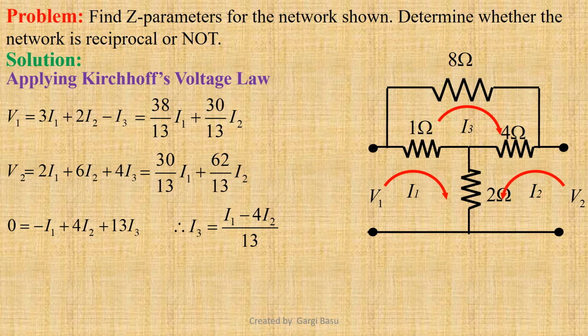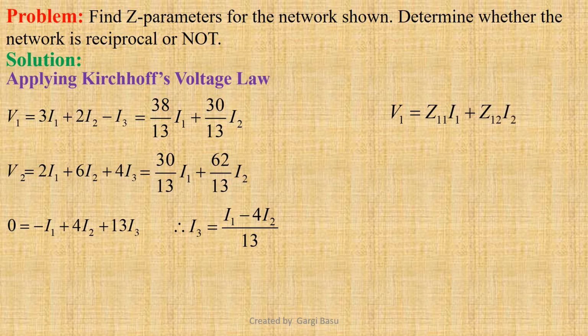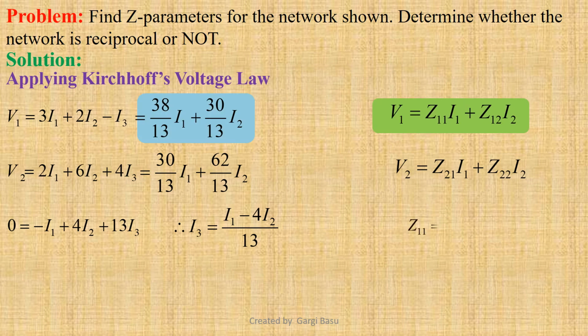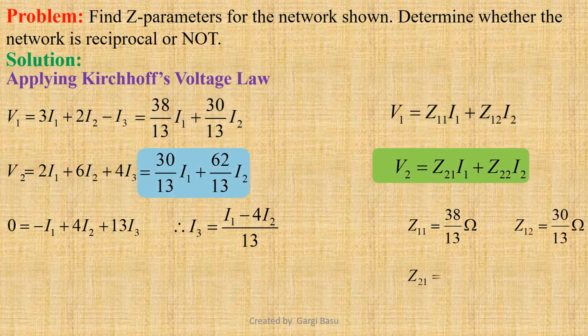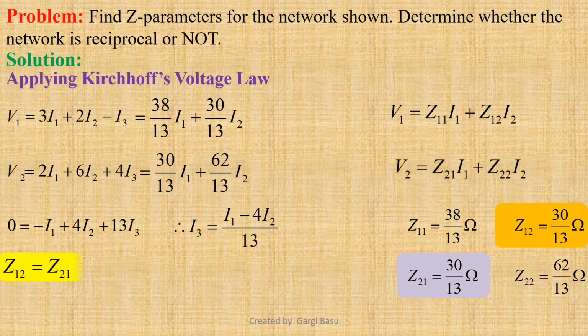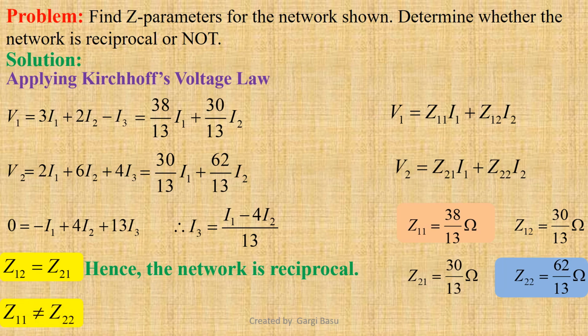When we describe a two-port network using Z parameters, the linear equations used are V1 equals Z11 I1 plus Z12 I2 and V2 equals Z21 I1 plus Z22 I2. Comparing the expressions of V1, we get Z11 equals 38 by 13 ohm and Z12 equals 30 by 13 ohm. Comparing the expressions of V2, we get Z21 equals 30 by 13 ohm and Z22 equals 62 by 13 ohm. Now we observe that Z12 is equal to Z21, hence we can conclude that the network is reciprocal. We also observe that Z11 is not equal to Z22, therefore we can conclude that the network is not symmetrical.